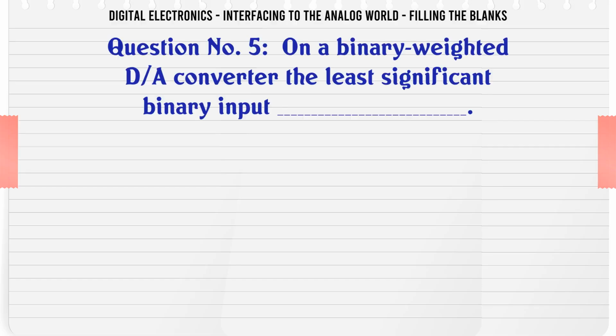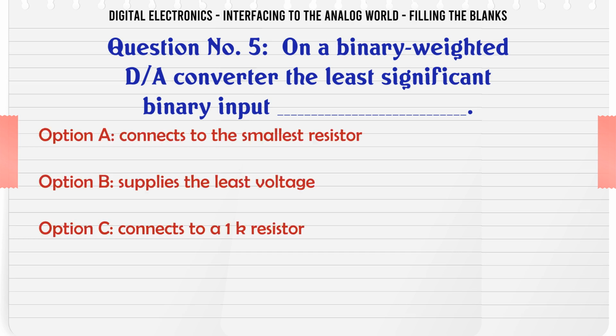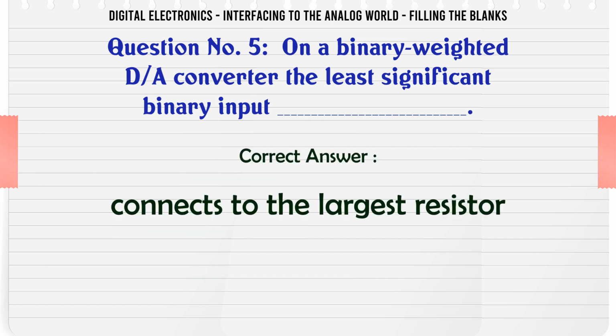On a binary weighted DA converter, the least significant binary input: A. connects to the smallest resistor, B. supplies the least voltage, C. connects to a 1K resistor, D. connects to the largest resistor. The correct answer is connects to the largest resistor.